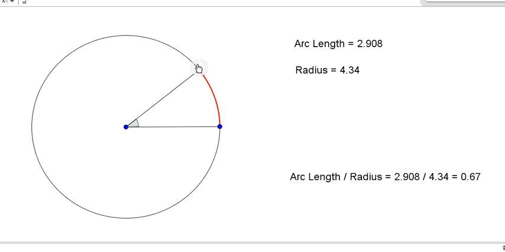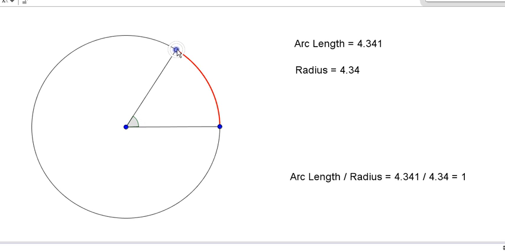So the first thing I'm going to do is I'm going to try to trace an arc length that is equal to what the radius is. So the radius is 4.34, so I'm going to try to get as close as I can to 4.34. Hey, pretty good. So this arc length is exactly equal to the radius, which is 4.34. And so by definition, because the arc length is 1 radius, we would say that this angle is 1 radian.